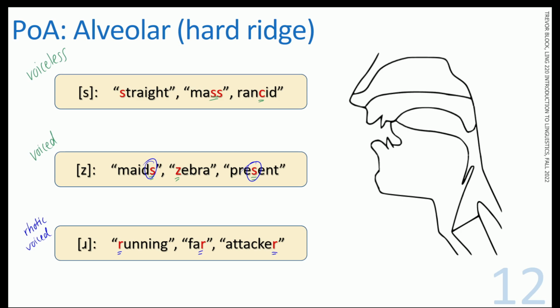It's important that this symbol is upside down. If we were to do the right side up R, this would be the trilled R in Spanish. I can't pronounce it myself. I'll try. Perro, perro, per. It's very difficult for me to do, but that would be the trill. So make sure that you're using the upside down R because that is the English R.